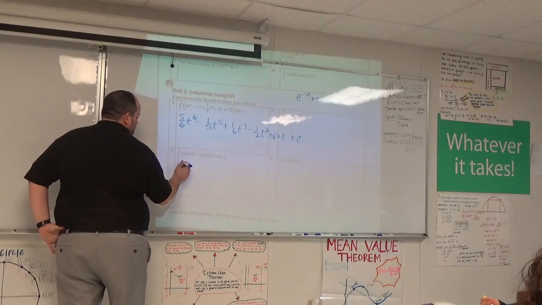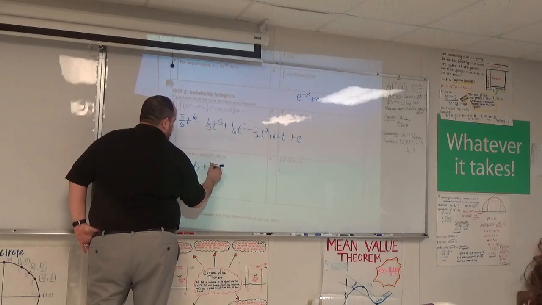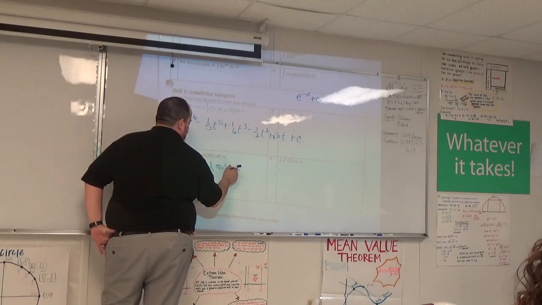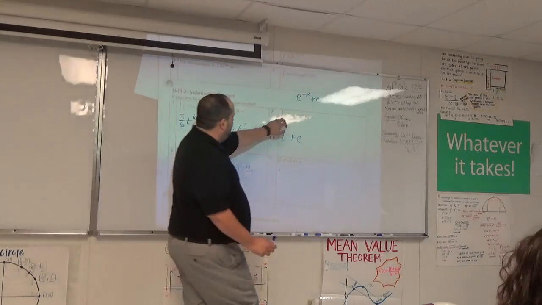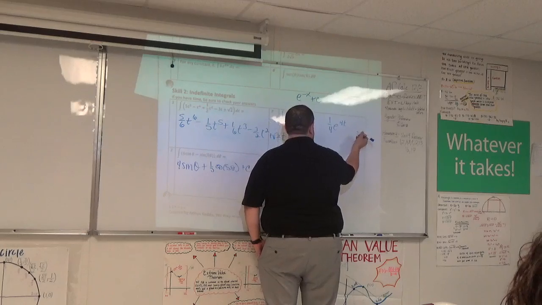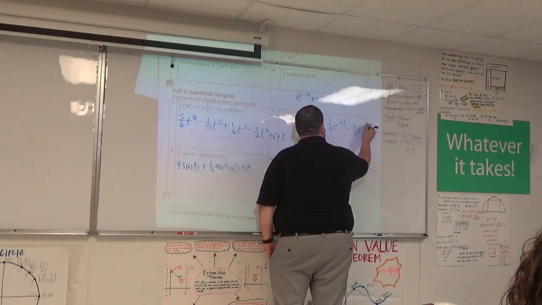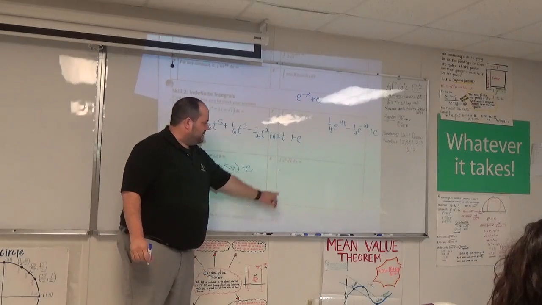Antiderivative 4 cosine theta: 4 sine theta plus 1/5 cosine 5 theta plus c. Antiderivative e to the 4t: 1/4 e to the 4t, minus 1/2 e to the negative 2t, plus c.